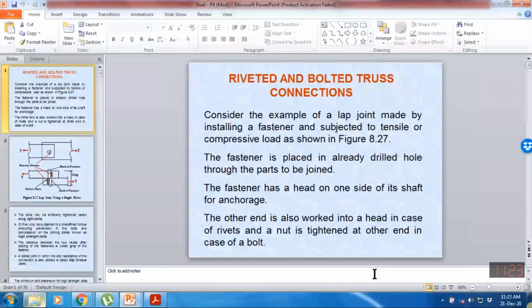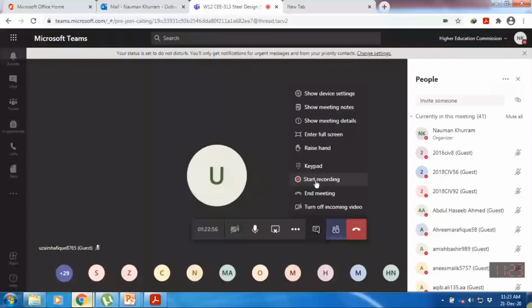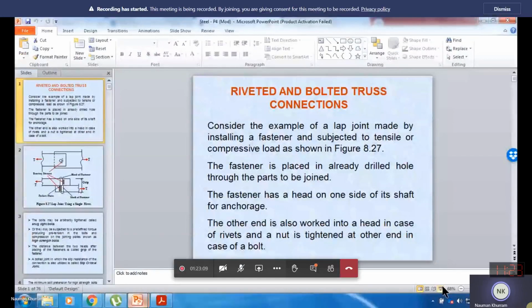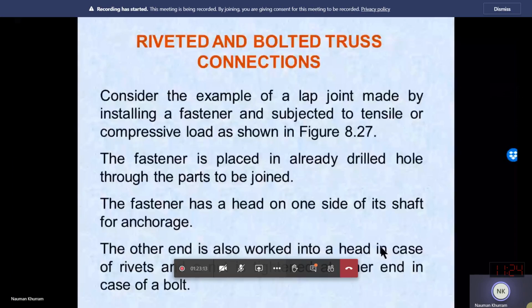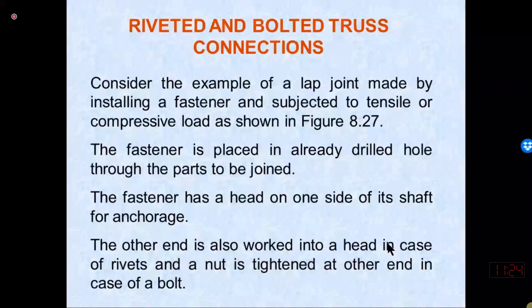First of all, if we are going to design the fastener connection, rivet or bolted, we have to see what forces are acting in the connection and what the possible failures are, because we want to avoid that type of failure. The design philosophy is the same. We are going to compute the number of fasteners required instead of the length of the weld.